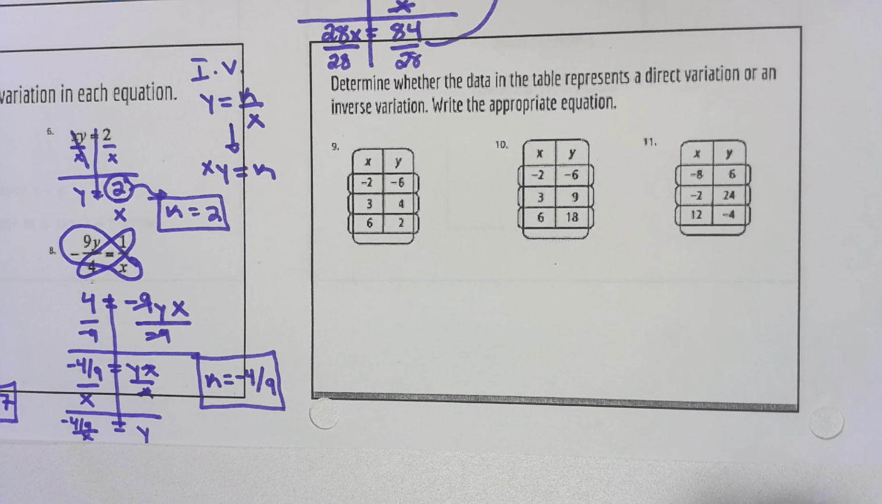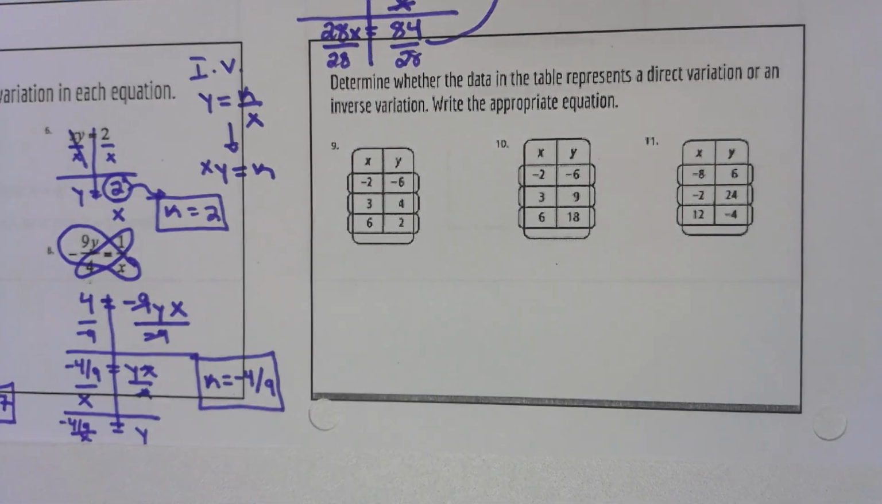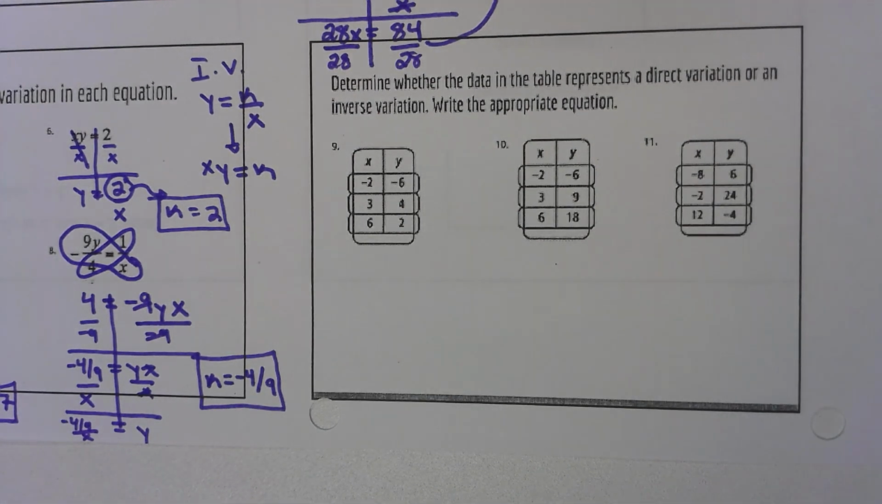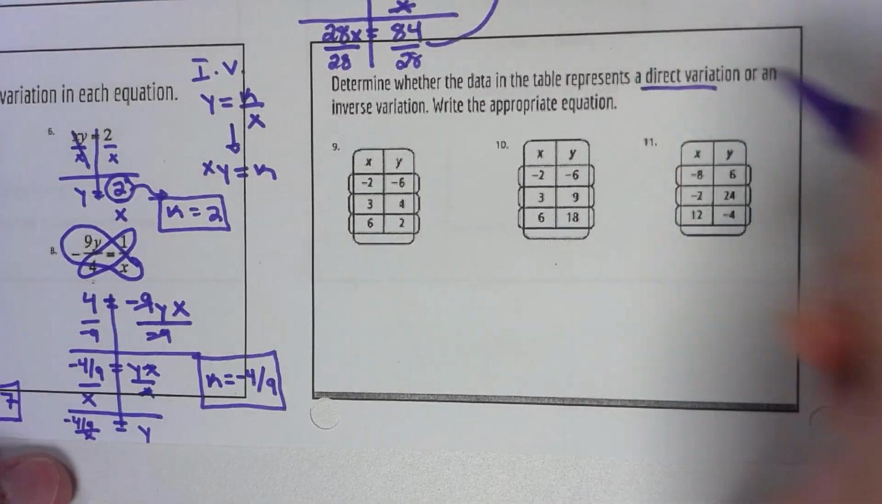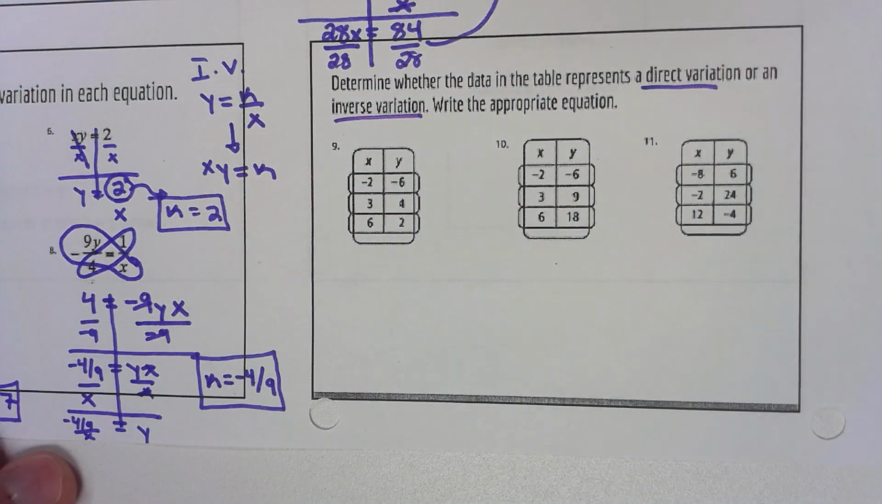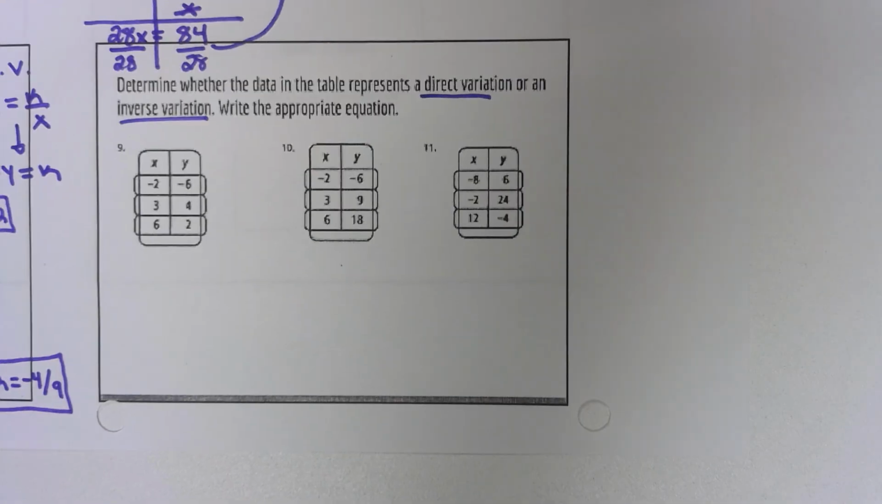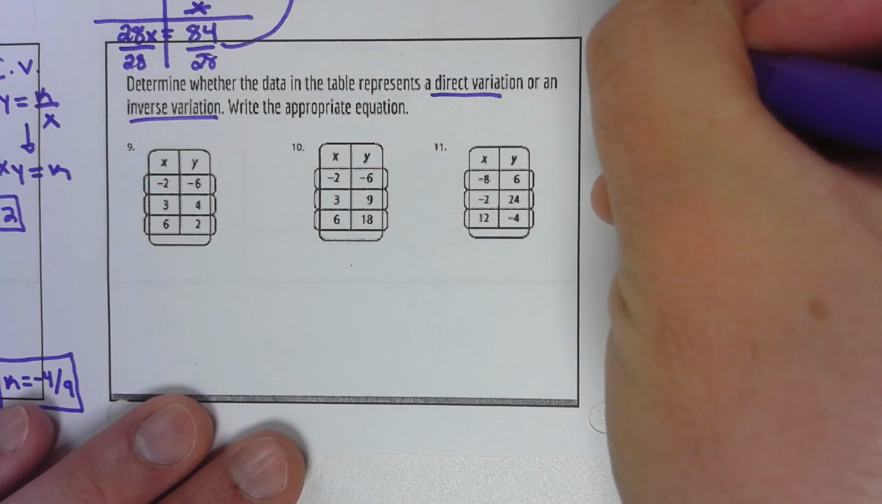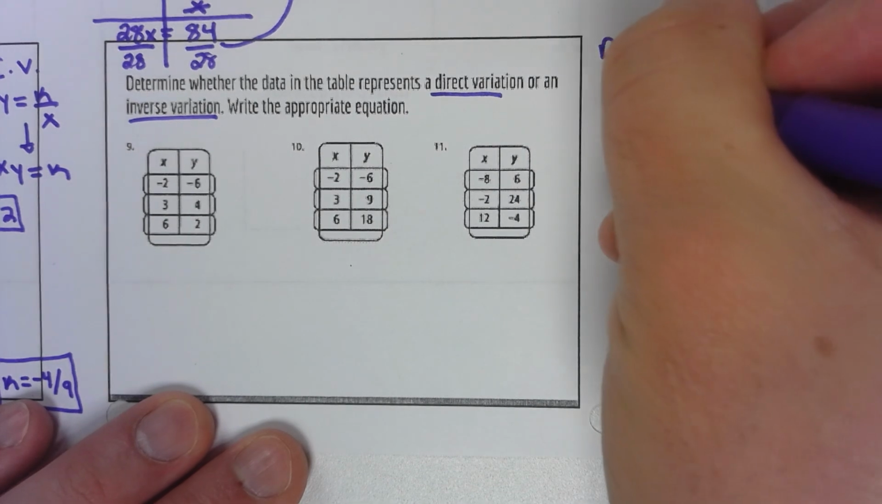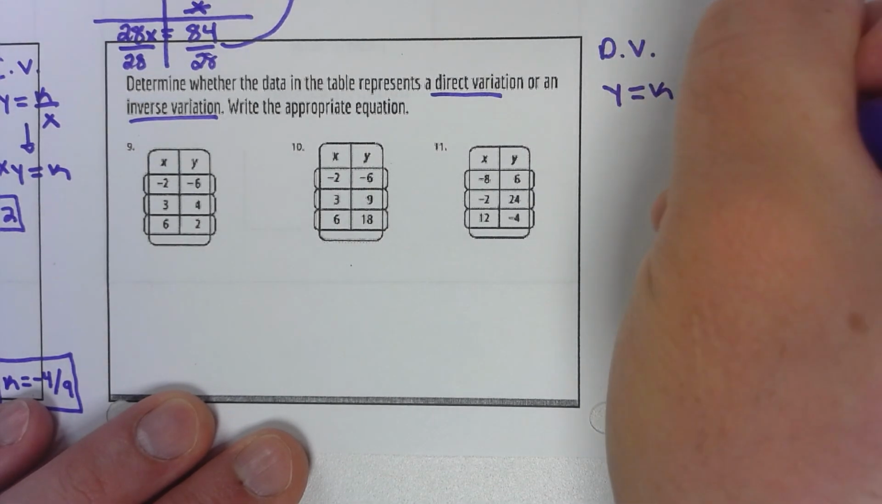So here's where these become a little bit more difficult. I'm going to give you a table, but now with this table, we don't know if this is inverse variation or direct variation. We need to decide, is it direct variation or inverse variation? Again, I'm always going to recommend that we write out what we know. I know that for direct variation, that equation is y equals k times x.